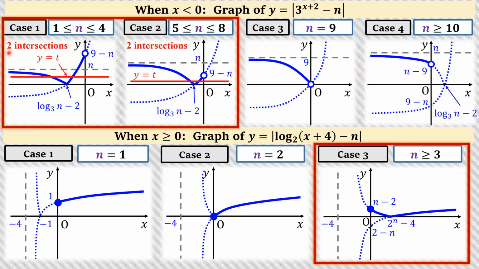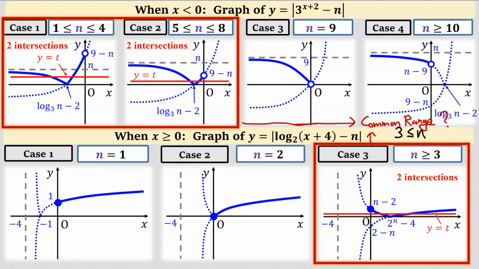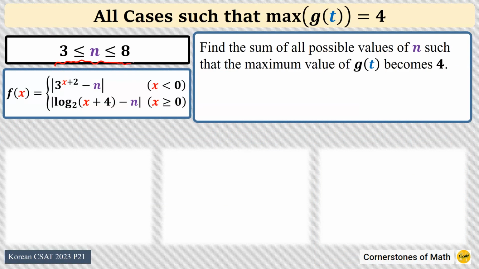Because we have to have exactly 2 intersection points when x is negative, and also exactly 2 intersection points when x is positive. That is the only way we can have 4 intersection points in total. So if we take a common range for n between the upper ranges and lower range, we obtain n greater than or equal to 3 and less than or equal to 8. So with this common range obtained, we can find the answer with no problem.